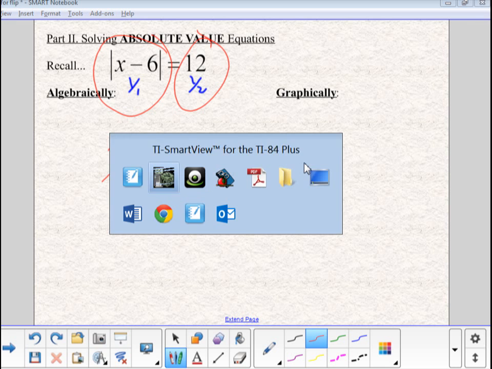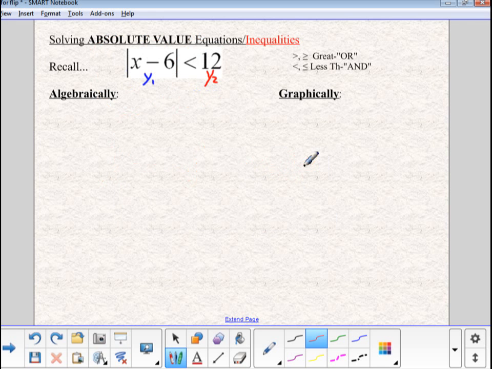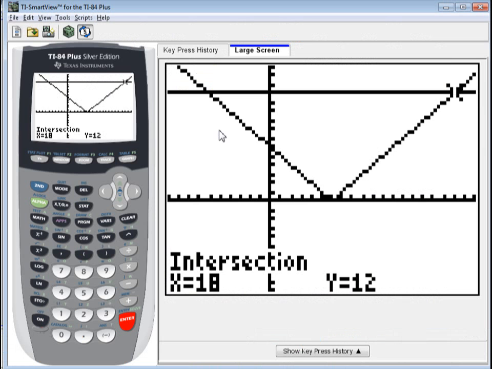One more thing I want to talk about here is what would happen if instead of equals 12, it was less than 12. So if I wanted to know when it's less than 12, this is really easy to see on the graph. Because where is the absolute value of x minus 6 smaller than 12? Well, that's easy to see here. It's where it's underneath, right? All this stuff under here is all less than 12. So it's from here to here. It's x values from -6 to 18. So the solution is any x value from -6 to 18.